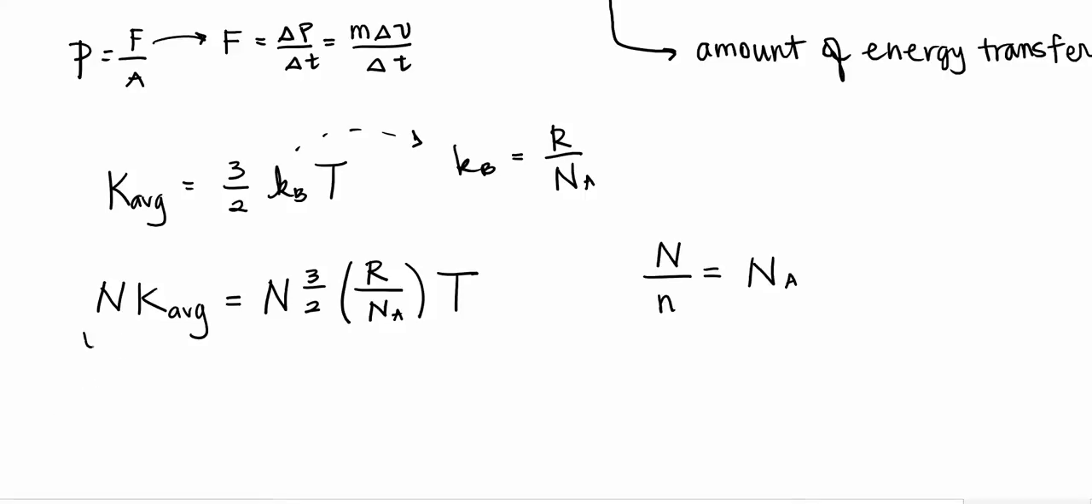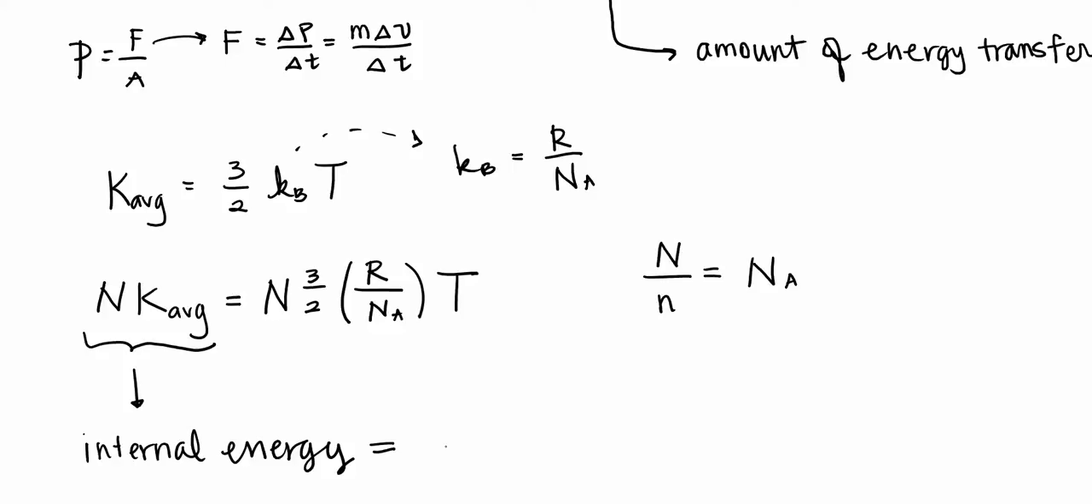So this N times k_B we could call the total internal energy of our gas. It's internal because it's the energy that the particles have because of their movement, it's inside the container, and it could be exchanged with the environment. We use the symbol U, which is typically a symbol used for stored energy. So it's the energy inside something, stored in something.